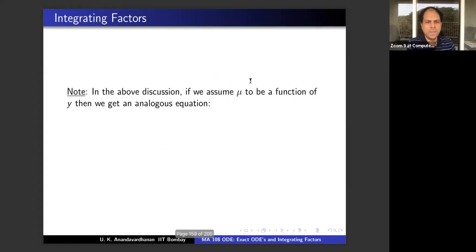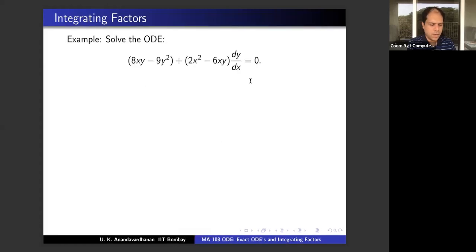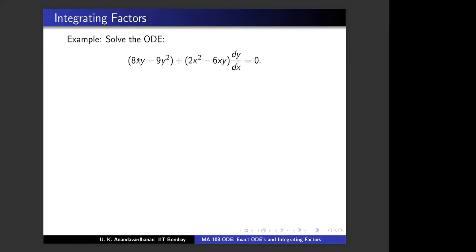Let's do an example. Yeah, so this I already said, that instead of function of x alone, function of y alone, you can do it analogously. So that's okay. Now let's do one example. And so here is a differential equation. Is it exact or not? Quickly check. So here the domain is nice, whole of R2. So you can just check for closed. What is My? You should check Mx or My. My should be Nx, right? What is My?